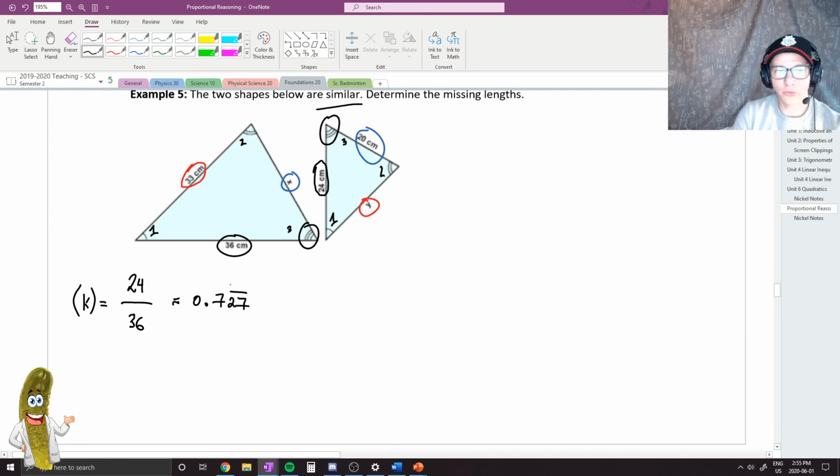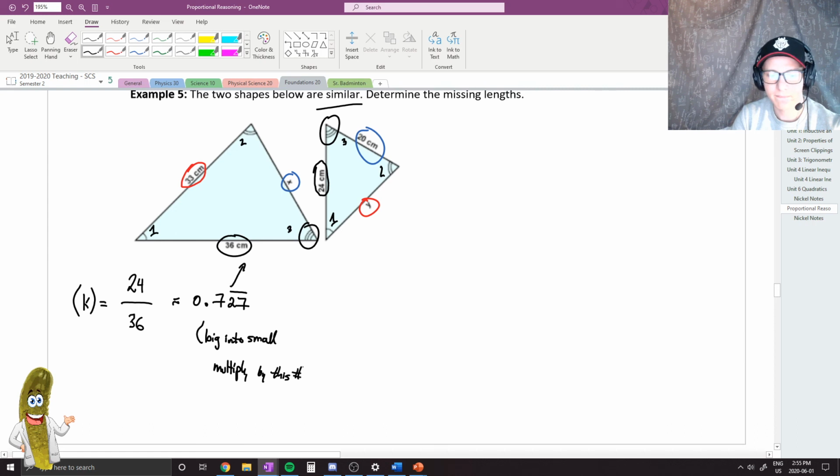So if I want to go from big triangle into small triangle, I'll write this below. Big triangle into small triangle. I want to multiply by this number. Because what that'll do is it'll take me from the bigger number into the smaller number. If we looked at this number and said, what kind of scale diagram is this, or what kind of scale factor is this? We would say that this would be a reduction.